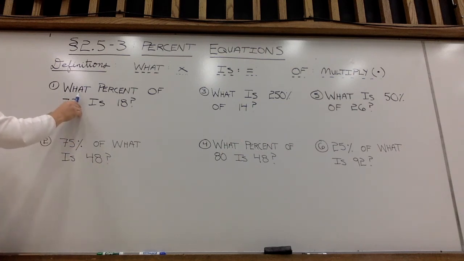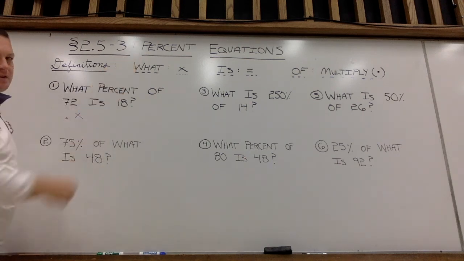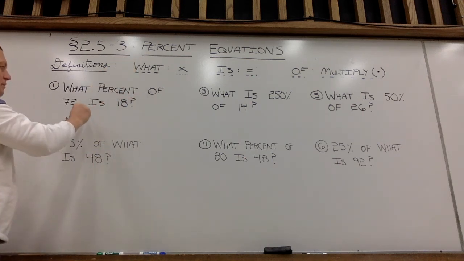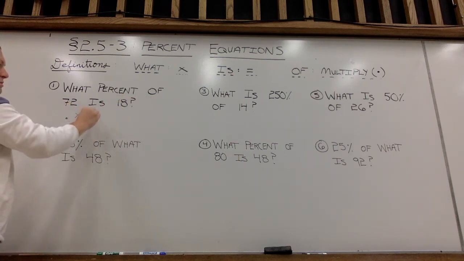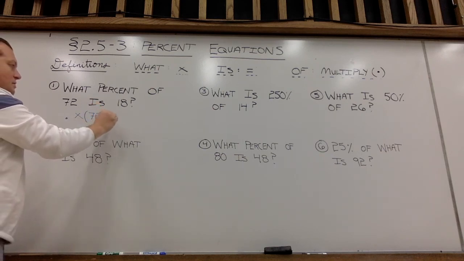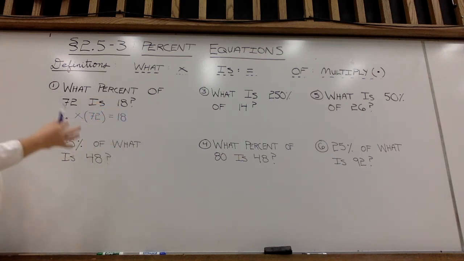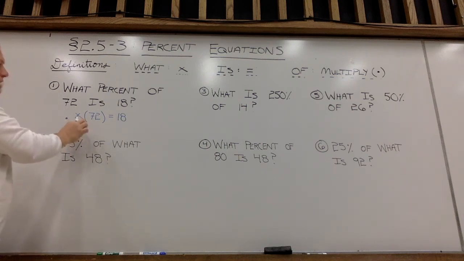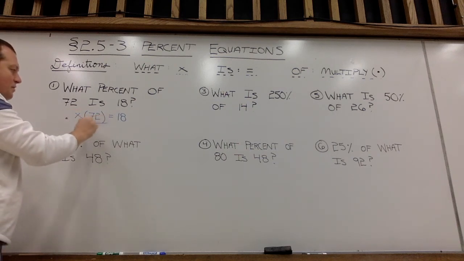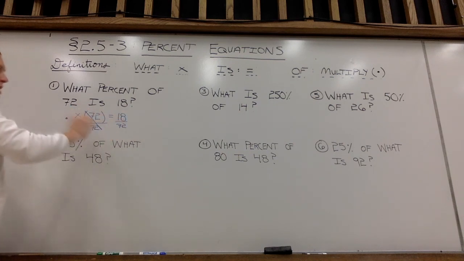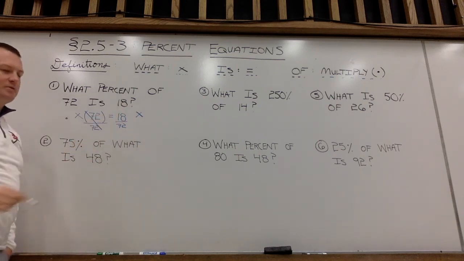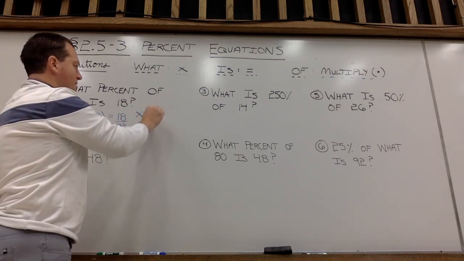So first I see the word what. What, again, if I don't know what something is, I call it X. Percent, that's not on my list, so I keep reading. Of means to multiply. So I have what, X, of, times 72, is, equals 18. So my goal here is to isolate the variable X. It's being multiplied by 72, so to get X alone, I'll undo the multiplying with dividing both sides by 72. X will then equal 18 over 72, which is 0.25.